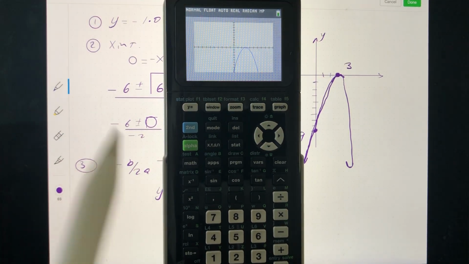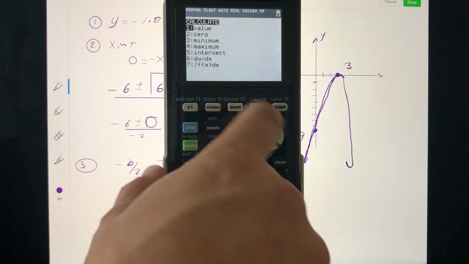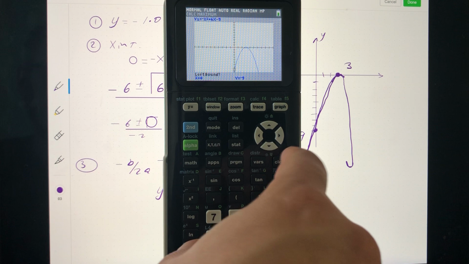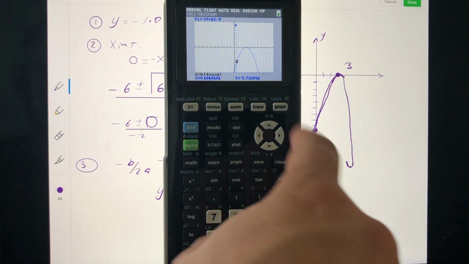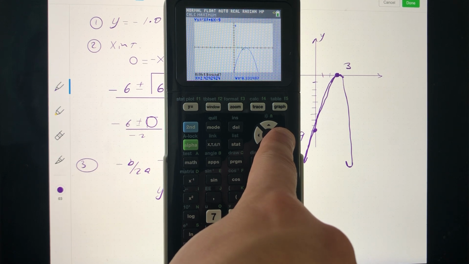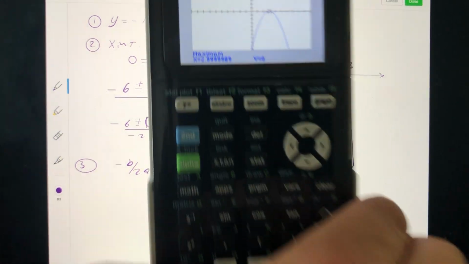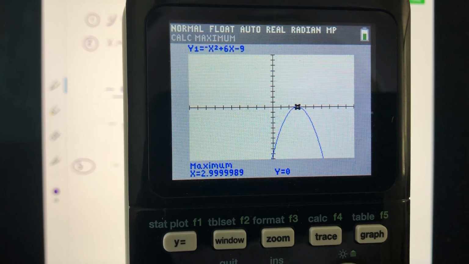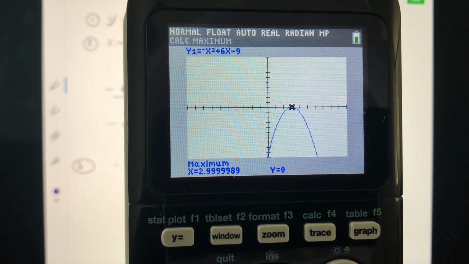We can find this point with a calculator if we wish. We go to second calculate. It's the highest point, which is the maximum, and we just simply need to point the cursor to the left side and then move it to the right side and hit enter, and then guess in the middle. The answer is 2.99 something or other, many decimals, but the actual answer is 3, and we know that to be 3.